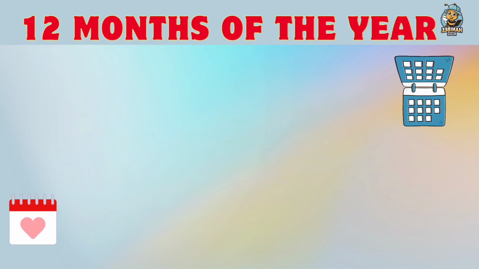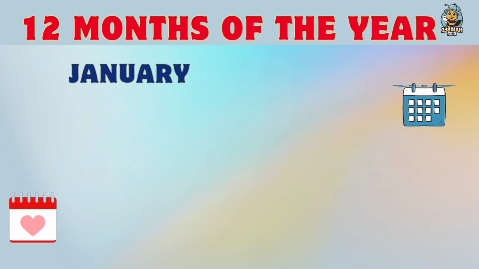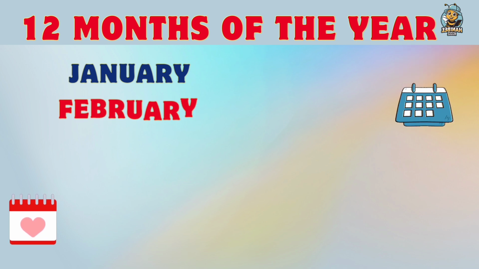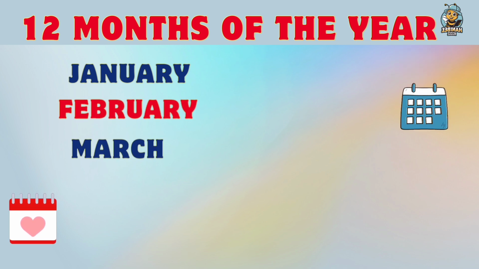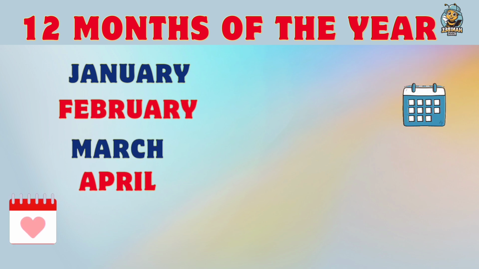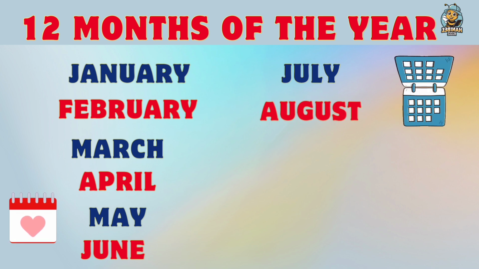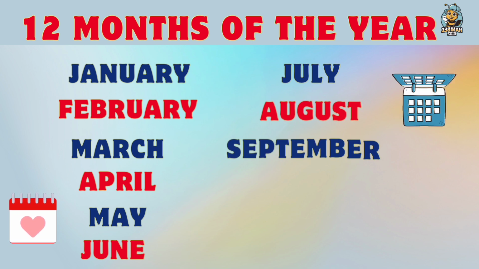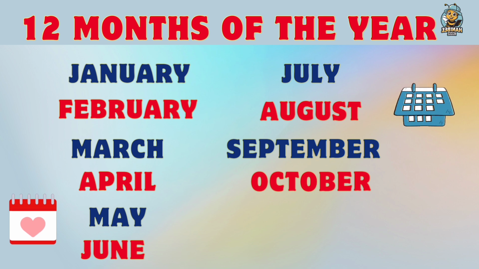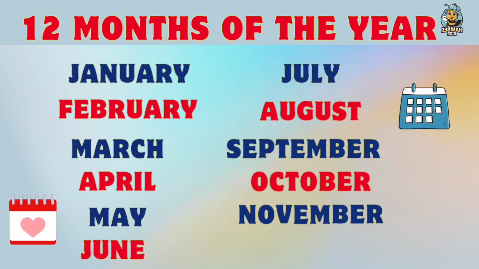12 months of the year is January, February, March, April, May, June, July, August, September, October, November and December.